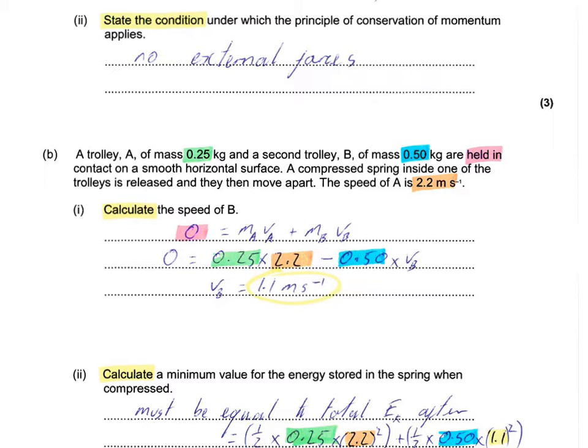So I've got MA 0.25 times VA 2.2, and because they're going off in opposite directions, minus MB 0.5 times VB, and VB is what I'm trying to find. If I add a half VB to both sides, divide by the 0.25, I end up with VB is 1.1 meter per second.